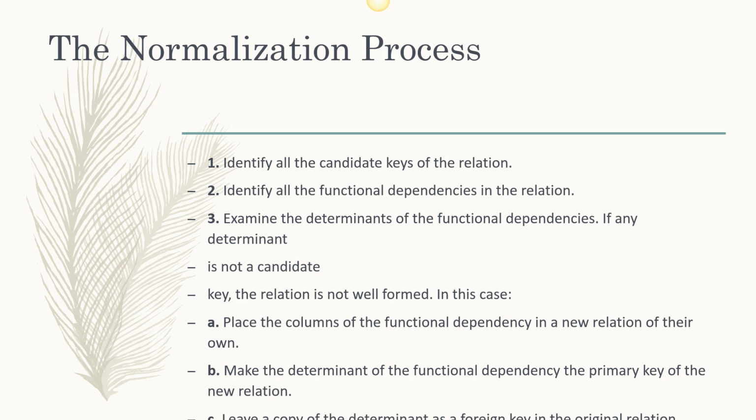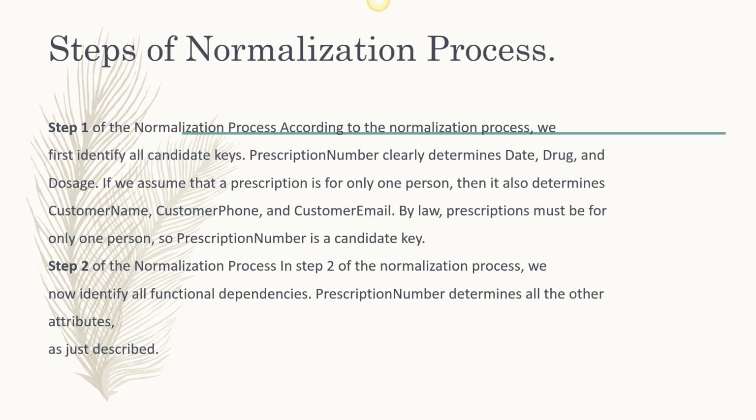The normalization process: identify all the candidate keys of the relation, identify all the functional dependencies in the relation, and examine the determinant of each functional dependency. If any determinant is not a candidate key, the relation is not well formed. In this case, place the columns of the functional dependency in a new relation of their own. Make the determinant of the functional dependency the primary key of the new relation.